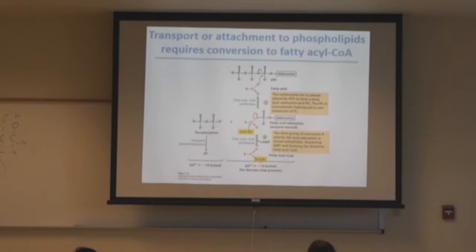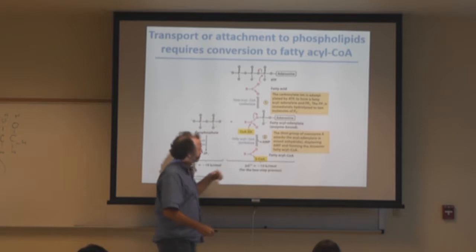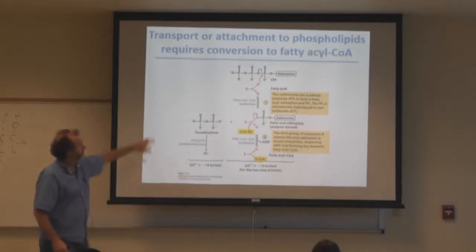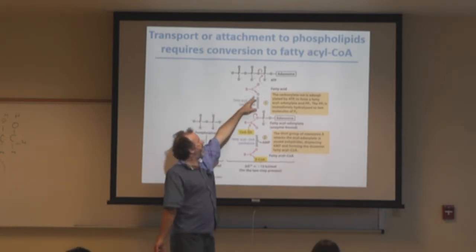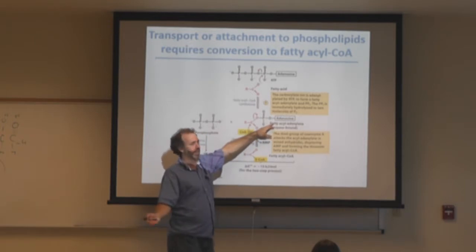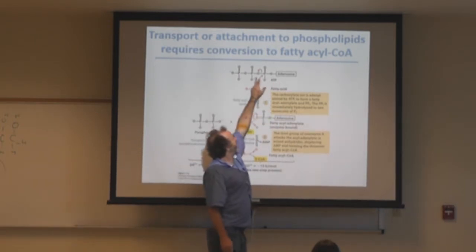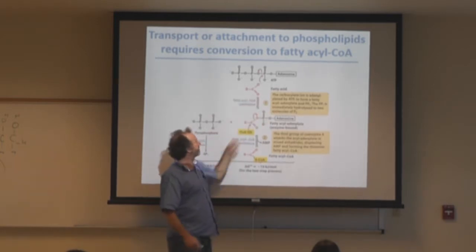So transport or attachment to phospholipids requires conversion to fatty acyl-CoA. Once you get that free fatty acid into the cell, it has to be converted to fatty acyl-CoA to move around the cytosol, unless it's a short chain free fatty acid. And this occurs this way. First you activate it by adding adenylate. Basically it's called adenylation, where you add the AMP portion of ATP to the free fatty acid.